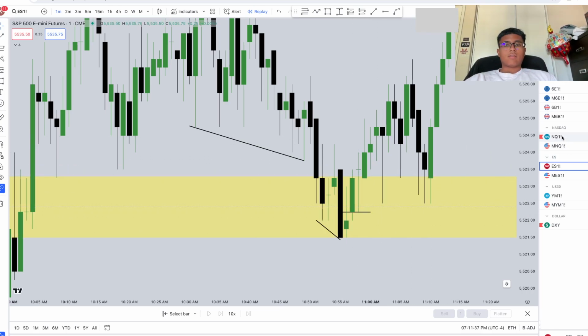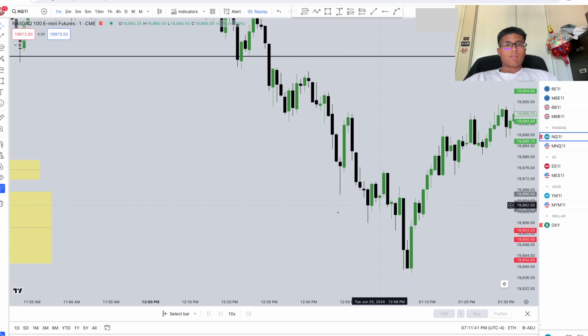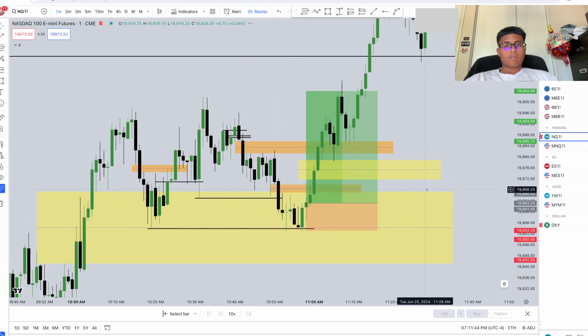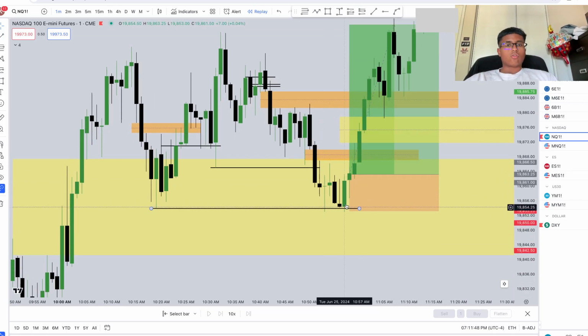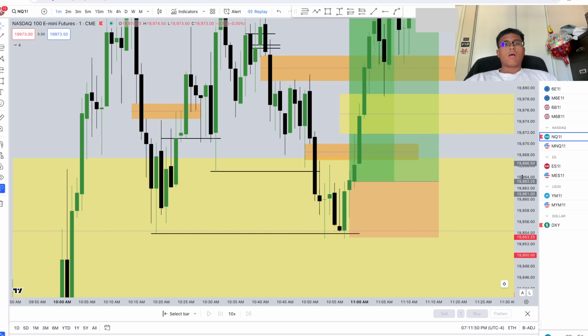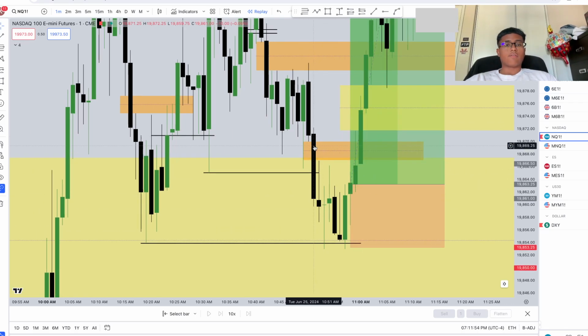And once I saw that on NAS, I got over here on NAS and got in at this candle flip. This is more of a turtle soup kind of entry. I had no fair value gap or inversion gap influences other than the ES volume imbalance.